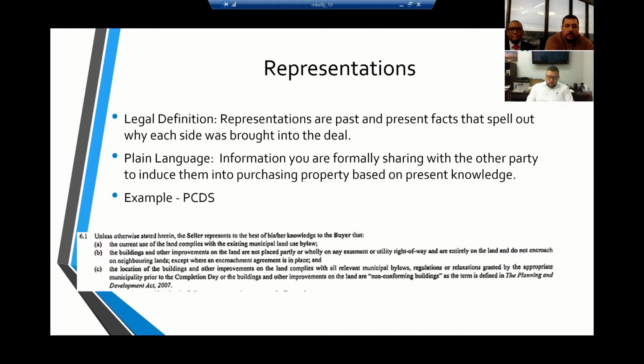The distinction between that and something like a warranty is that a warranty is a little bit more prospective, or future looking, in that you're promising that it's going to continue to be that way in the future.